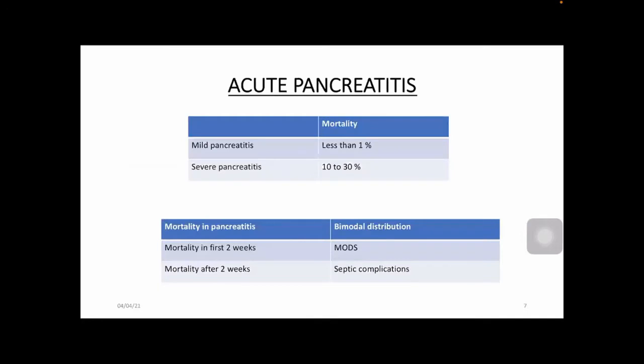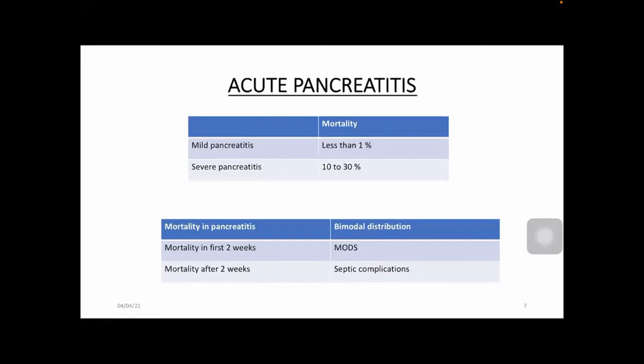Fine. So what is this morbidity and mortality for acute pancreatitis? In a mild pancreatitis, the mortality is less than 1%, whereas in a severe pancreatitis, the mortality is 10 to 30%. And what is the mortality due to? So the mortality in the first 2 weeks is always because of an exaggerated inflammatory response causing multiple organ dysfunction syndrome, MODS. Whereas the person who survives the first 2 weeks might go sick again after 2 weeks because of septic complications. So these are the two most important causes of mortality, which has a bimodal distribution. In the first 2 weeks, the mortality is because of multiple organ dysfunction, and after that, the mortality is mostly because of septic complications.